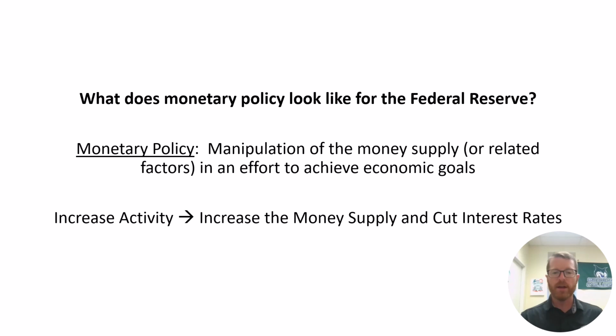Increasing the money supply and cutting interest rates usually speeds up the economy, because there's more money to spend. Likewise, when interest rates are lower, people are more likely to borrow money, and that spurs economic growth. So if the goal is to increase economic activity, we know how to do that. But sometimes the goal is to decrease economic activity or to reduce inflation.